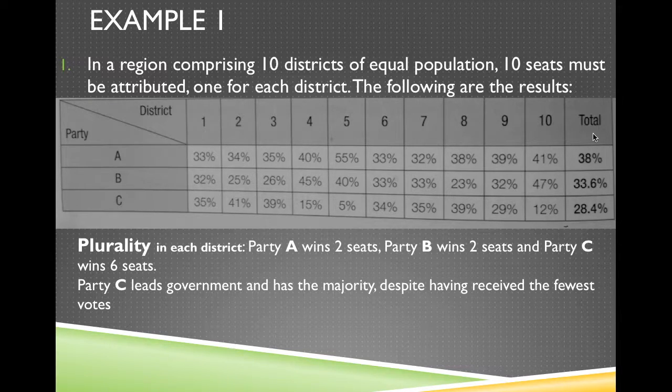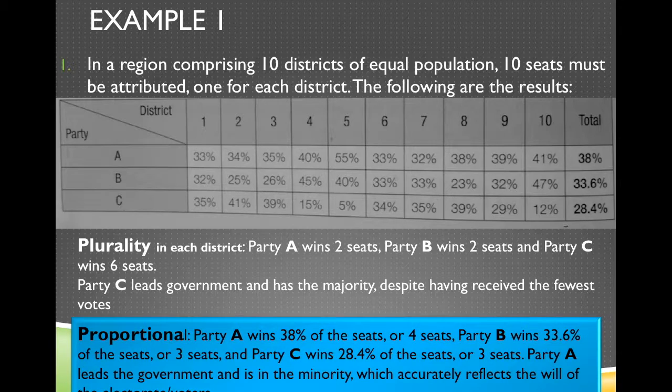But if we look here at the total, it has the fewest number of votes. So plurality may not be the best way to pick whoever wins in this case, but just to give you an example, if we did do plurality, C would win, but C didn't actually win most of the votes.